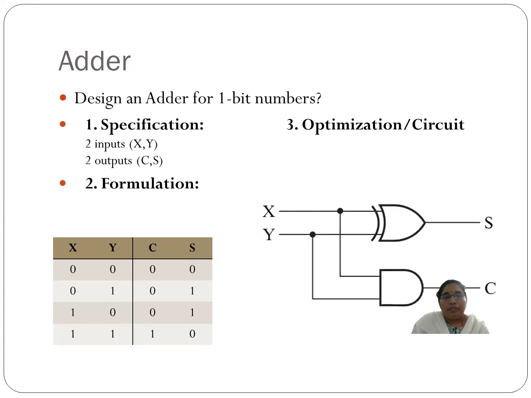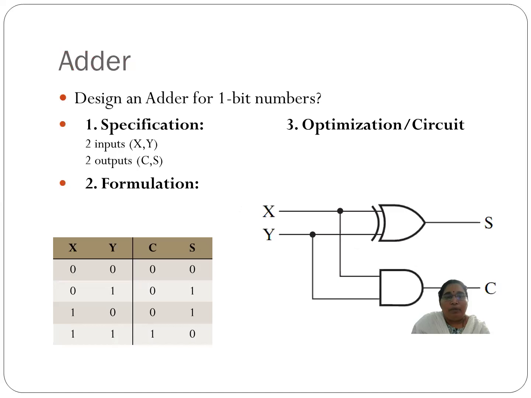So if we try to implement this circuit using combinational logic gates, we see the carry. Carry is 1 only when X is 1 and Y is 1. When both are 1 and 1, only then are we getting a carry of 1. So the logic gate that is used to implement this is an AND gate. That is why X and Y are given to an AND gate, and the output of the AND gate is the carry.